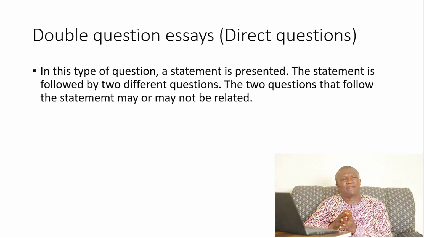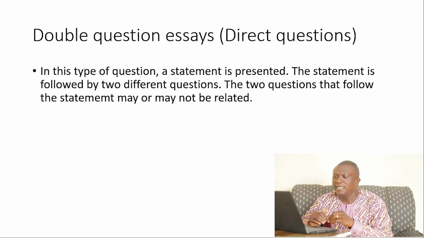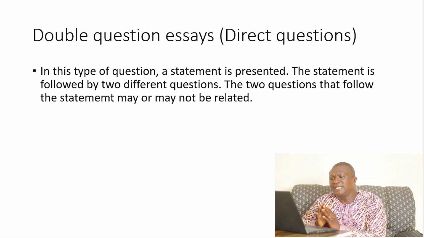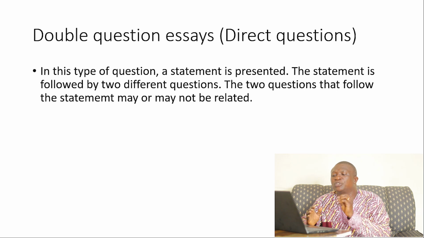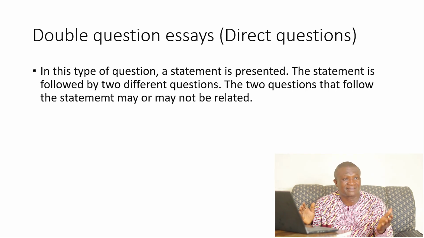This is the fifth type of IELTS question. What is the nature of this question? Now let's look at it. In this type of question, a statement is presented. The statement is followed by two different questions. The two questions that follow the statement may or may not be related.